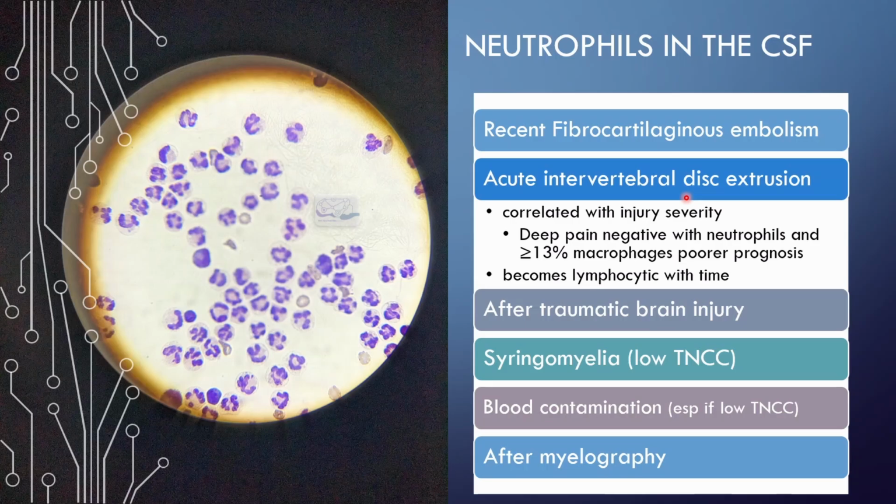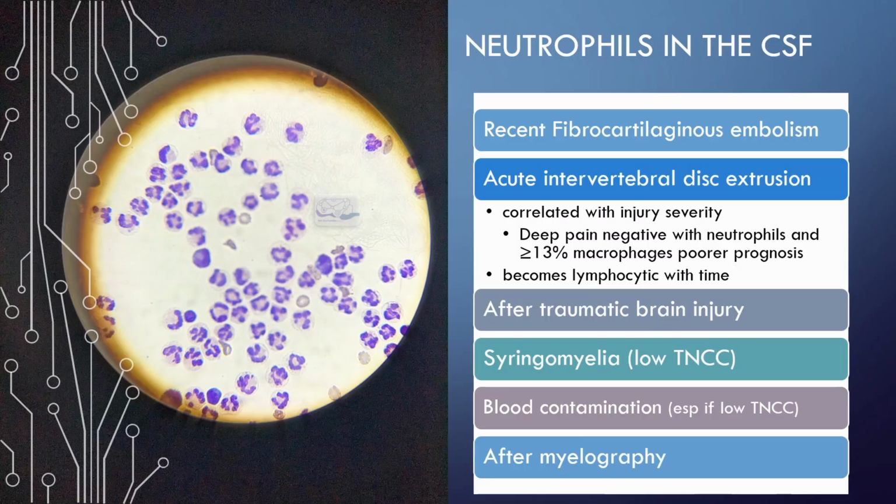And it is said that if you are deep pain negative with a large number of neutrophils and more than 13% macrophages, then this is associated with a poorer prognosis. And that cell count will become lymphocytic with time as well. So this is an acute injury.